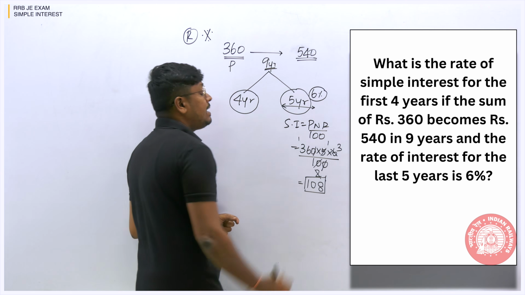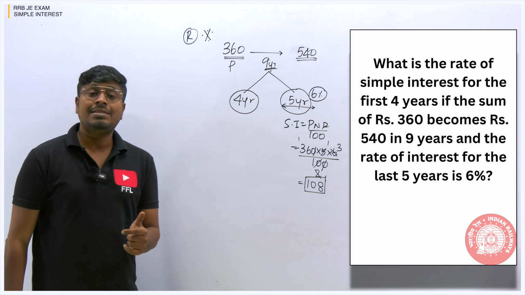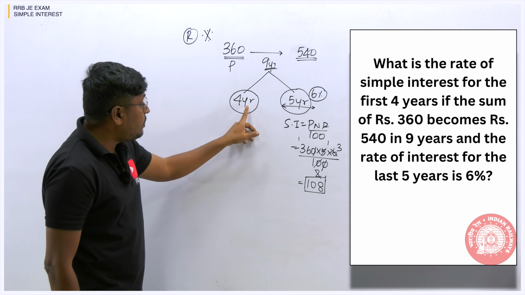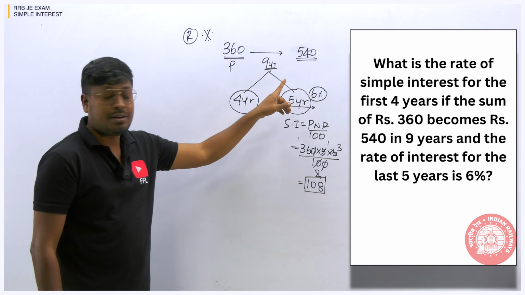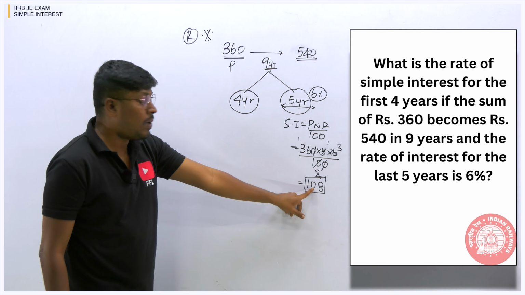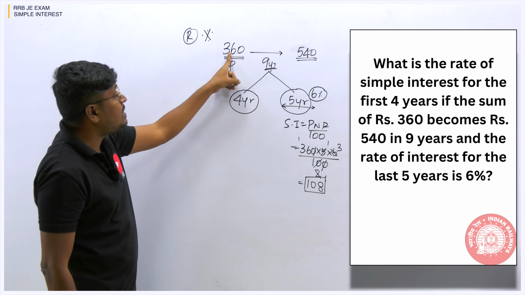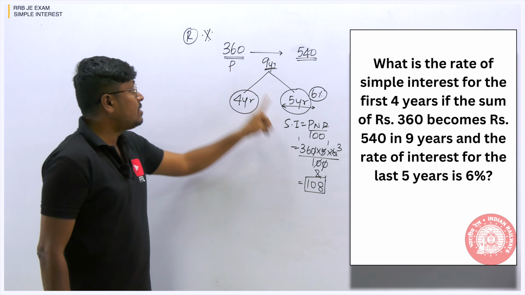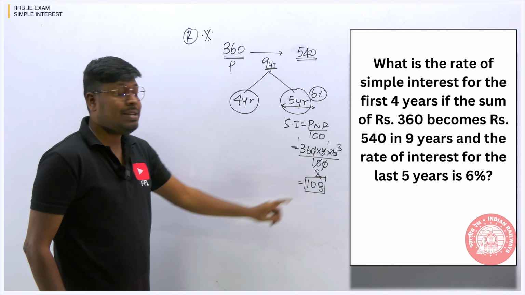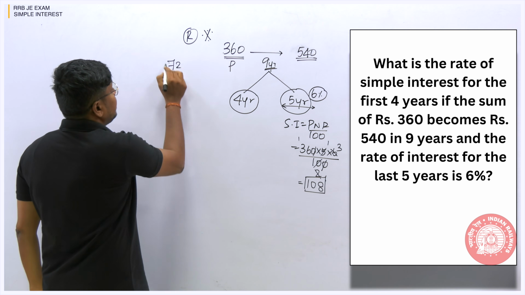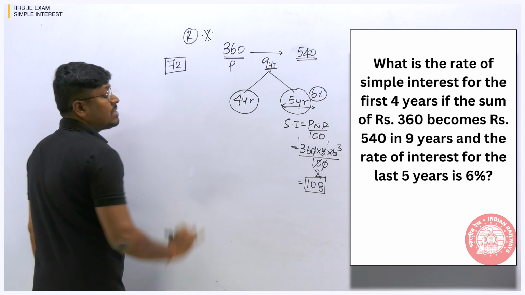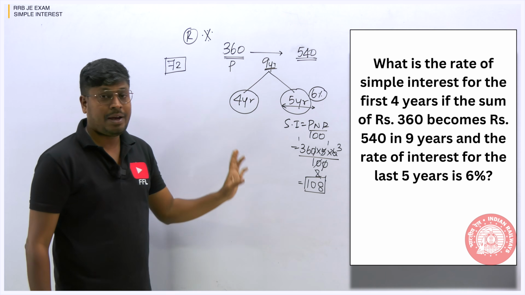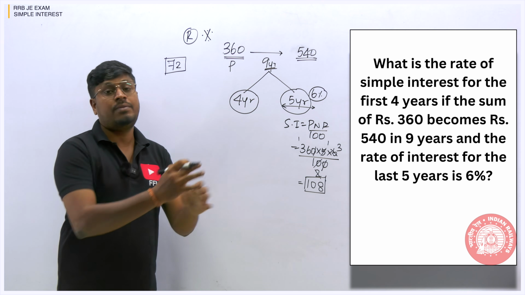So friends, yes or no? The interest that was received for the last 5 years is 108. Now our target is to find it for the first 4 years, not for the last 5 years. For the last 5 years we got 108. So we subtract 360 minus 108. 360 minus 108, the result will be 72. 72 is the interest for the first 4 years, because the total interest is for both periods. So when you subtract these two values, the result will be the interest for the first 4 years.